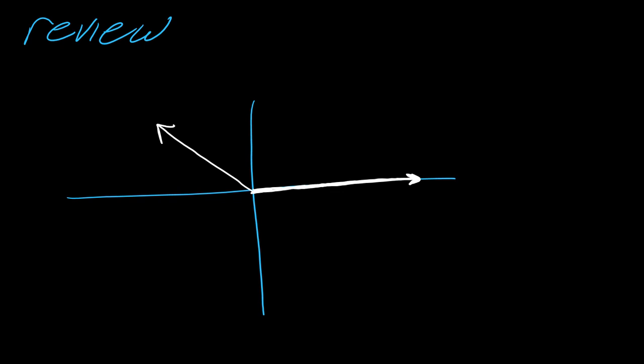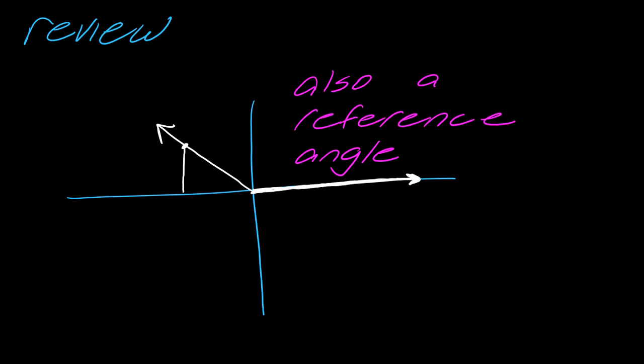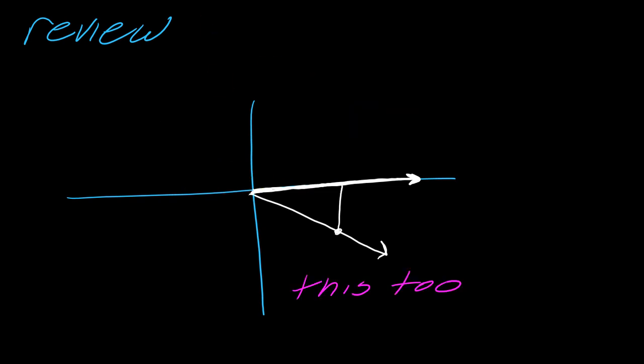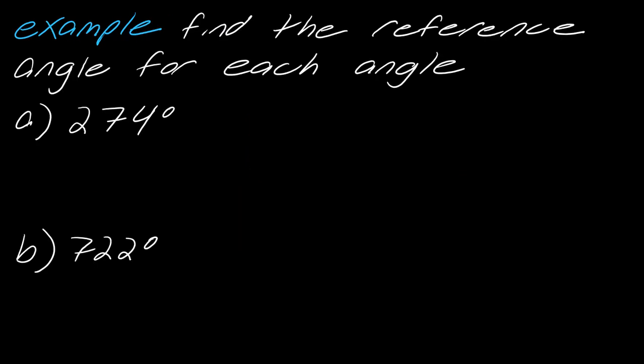So if I swing my terminal side to the second quadrant, now I get a reference angle here, and so here would be my reference angle, okay? Or if I'm in the fourth quadrant, this would be my reference angle in this case. So that's the idea behind reference angles, and I'm going to show you how to use those in this video. Let's just jump right into it, and let's find the reference angle for each angle. So we just want to find the reference angle.